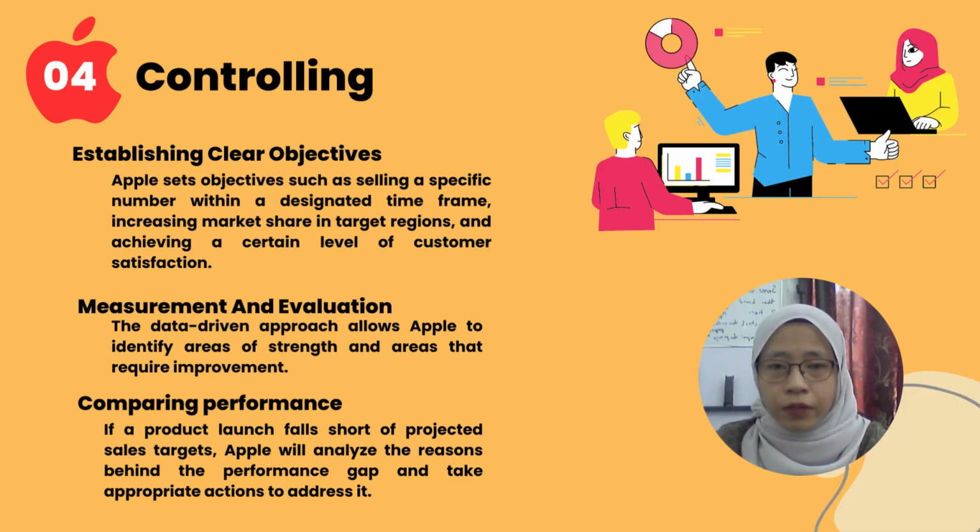In the management of Apple Inc., the principles of controlling are applied to several key functions. First and foremost, Apple places great importance on establishing clear and specific objectives for the product, service, and overall business performance. For instance, when launching a new iPhone model, Apple sets objectives such as selling a specific number of units within a designated time frame, increasing market share in target regions, and achieving a certain level of customer satisfaction. These objectives serve as a benchmark against which Apple can assess its progress and success.